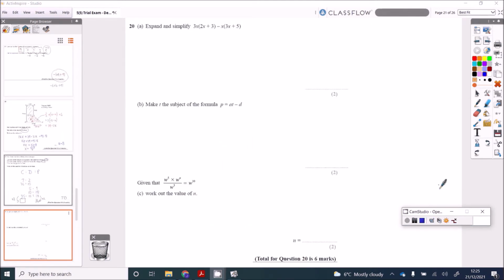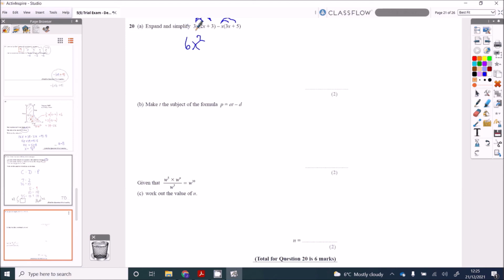Question 20. So we need to do the claws to start with. So we're going to go to claw from there to there and there to there. And a claw from there to there and there to there. So, what is 3x times 2x? Well, 3 times x times 2 times x. 3 times 2 is 6. x times x is x squared.